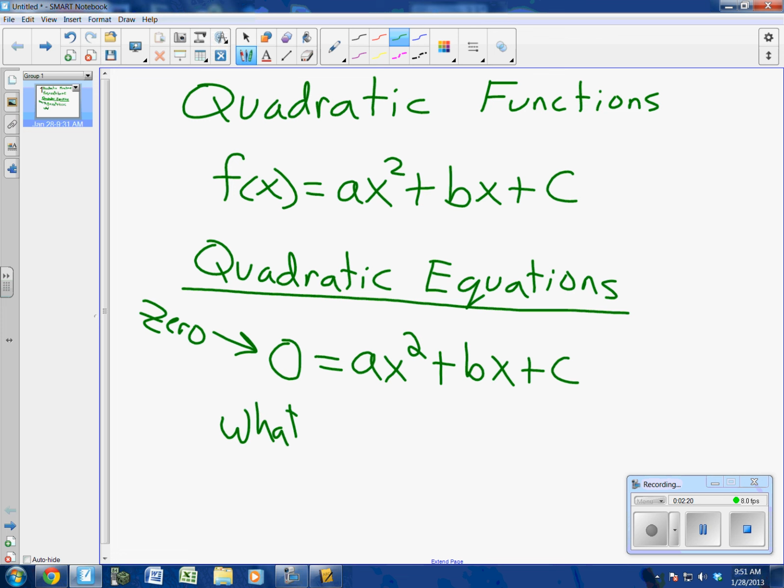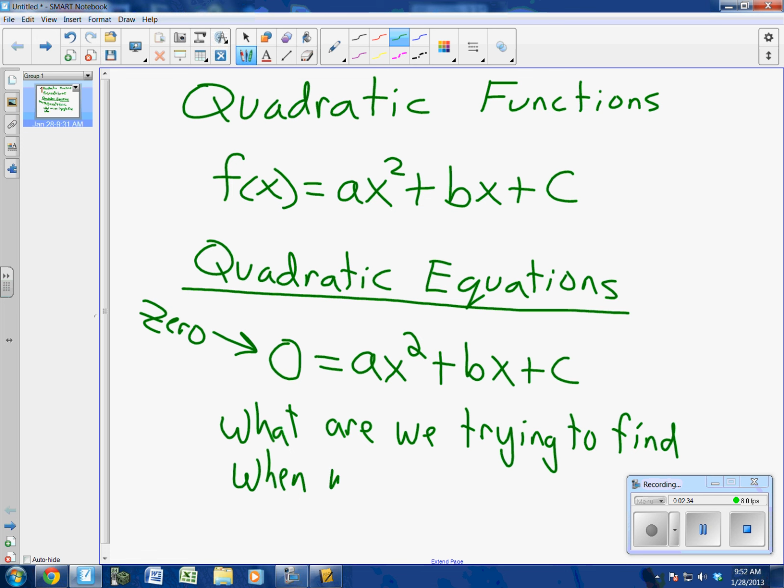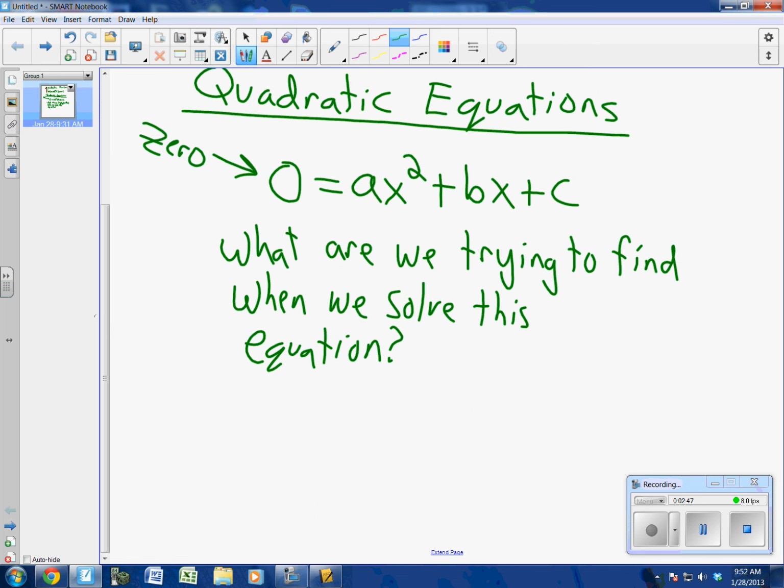What are we trying to find when we solve this equation? Okay, what are we trying to find when we solve this equation? We are trying to find the zeros. We're trying to find the zeros.